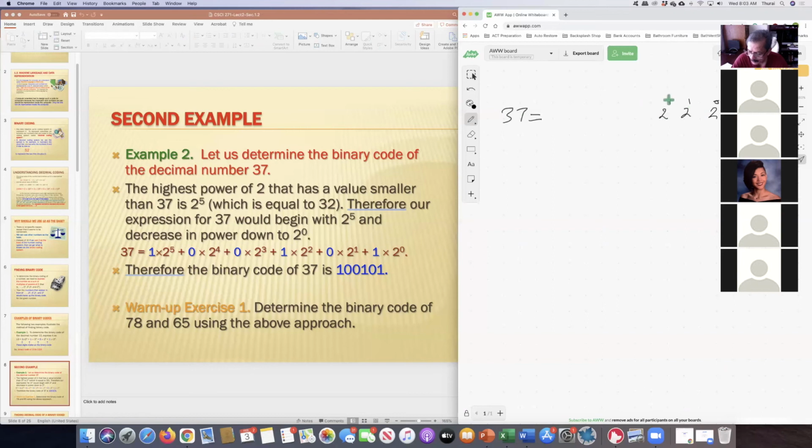Now you have to decide what is the largest power we can have. So 2 to the 5, right? 2 to the 3 is 8. 2 to the 4 is 16. 2 to the 5 is 32. And we cannot have 2 to the 6. So I stop there.